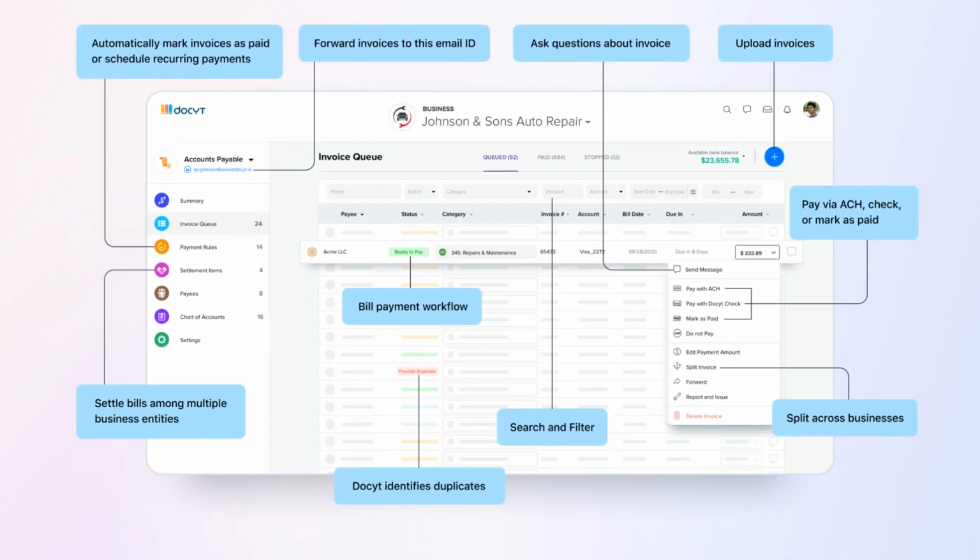Why is this important? Managing your AP effectively ensures that your business can maintain a strong relationship with suppliers, manage its cash flow efficiently, and uphold a good credit rating.